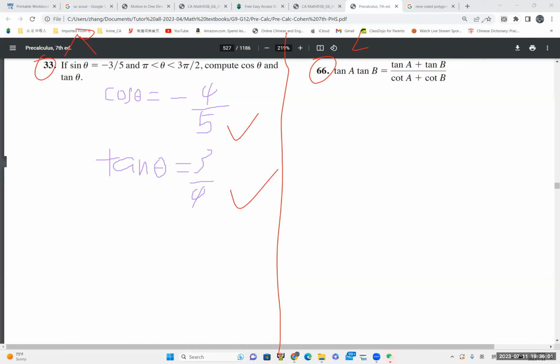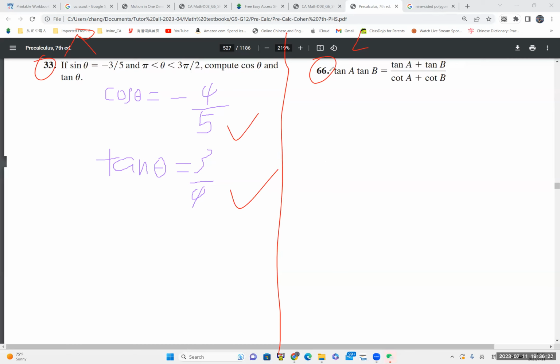Ray is correct. So it's in the third quadrant. So its cosine is negative, tangent is positive, right? Okay, good job.